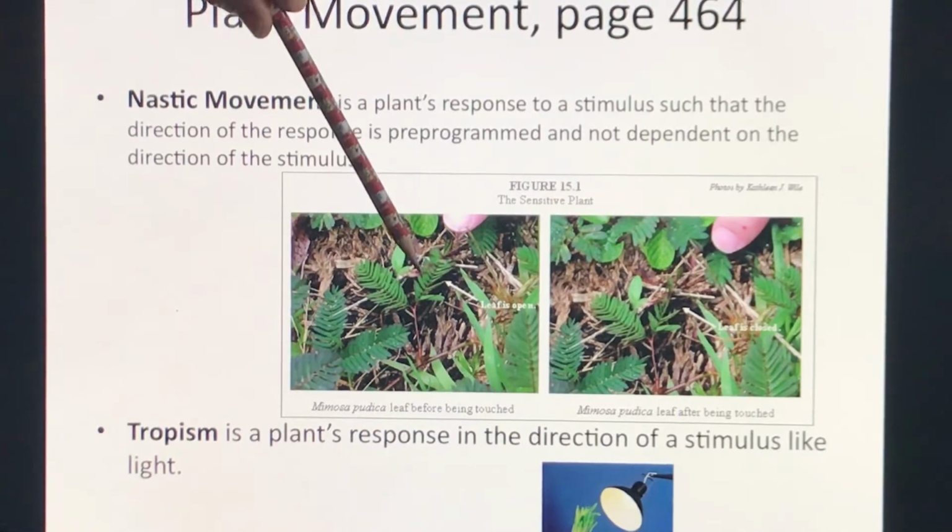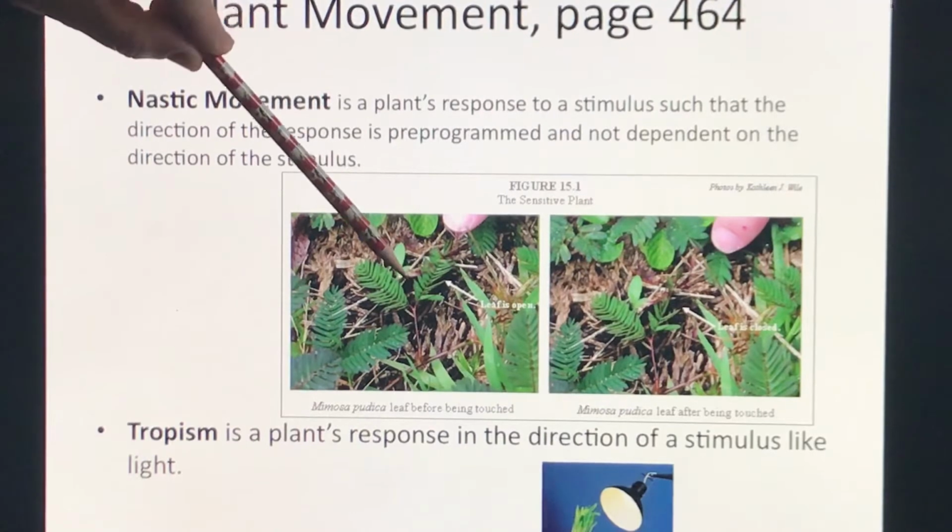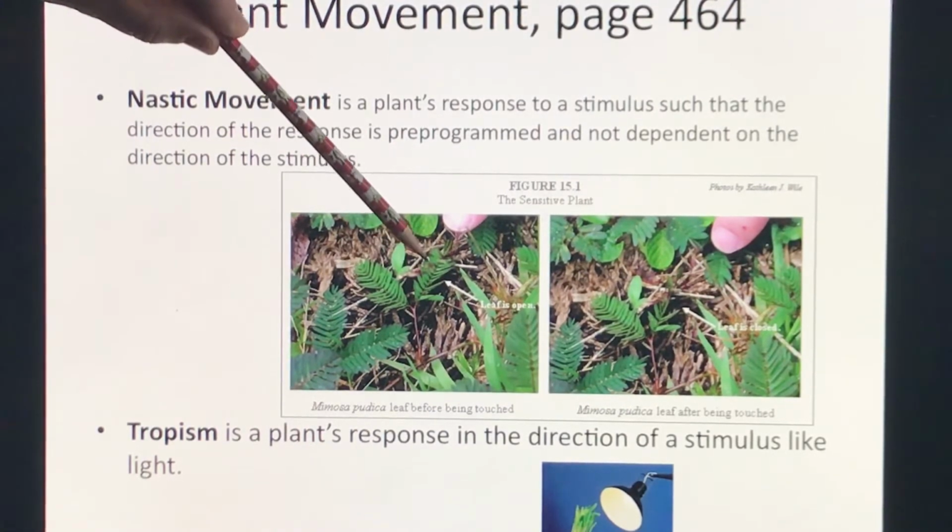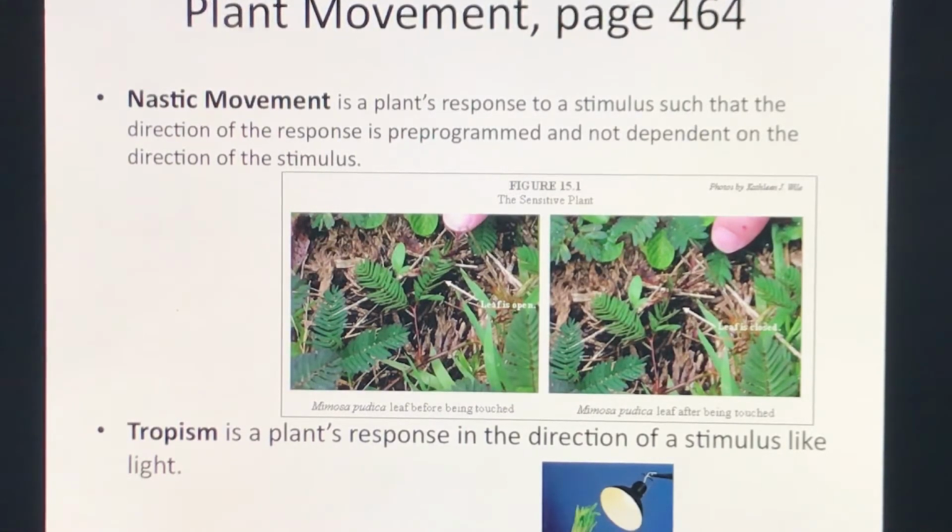So in your book here on page 464, we're looking at this figure. It shows the leaves of this mimosa plant before it's been touched. You can see the leaves here. It's actually pretty hard to see, but they're laying flat. And then after some vibration or stimulus in its environment, right, then the plant closes up. It's responding to that.